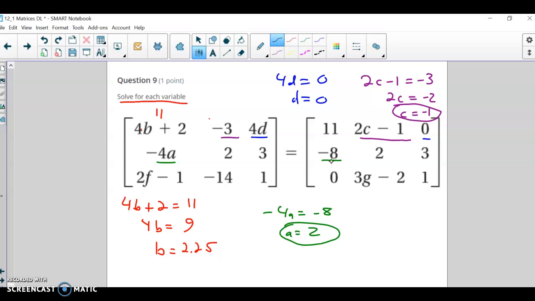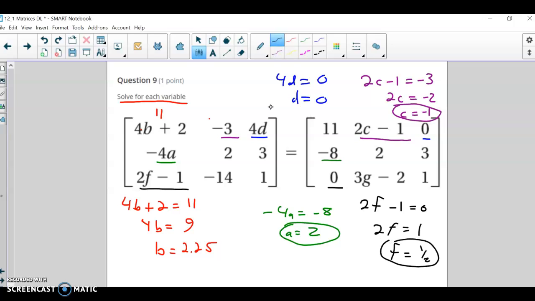All right, what am I missing still here? So this one, F, that lines up with 0. So 2F minus 1 has to be 0. So add 1, divide by 2. So F is 1/2.